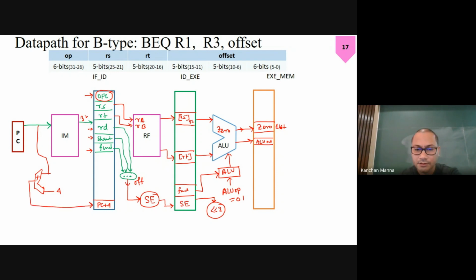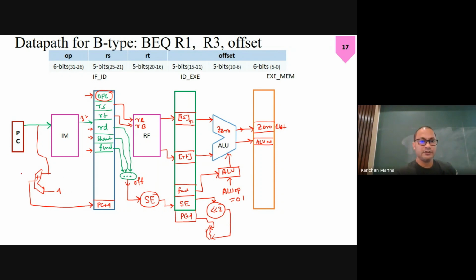Got it? Then what do we have to do? We have to also reserve PC plus 4 here. Now PC plus 4 is available in this stage, so now we can perform the addition. So it's PC plus 4 and then the offset.